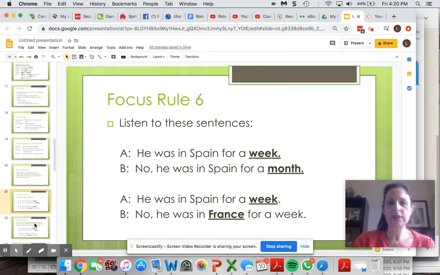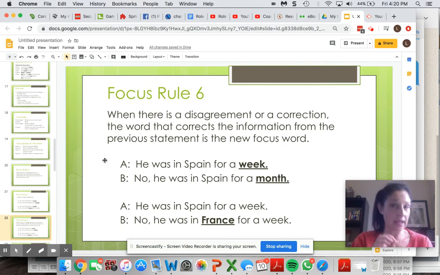The focus rule, again, says when there's a disagreement or a correction, the word that corrects the information from the previous statement is the new focus word. So in the first example, he was in Spain for a week. No, he was in Spain for a month. Month is the new focus word because it is correcting the word week.